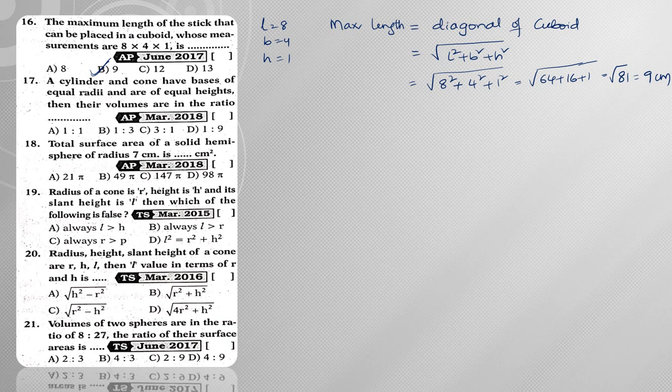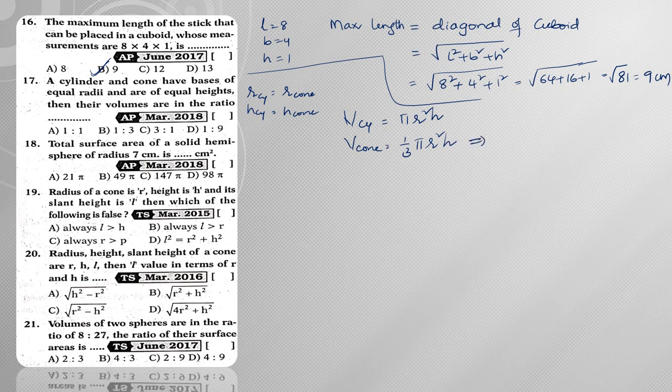Next, a cylinder and cone have same bases of equal radii and of equal heights. Then their volumes are in the ratio. So here the radius of cylinder is equal to the radius of cone and the height of cylinder is equal to the height of cone. Already we know about volumes. The volume of cylinder is given by pi r square h and the volume of cone is given by 1/3 pi r square h. From this I can write volume of cone is equal to 1/3 of volume of cylinder.